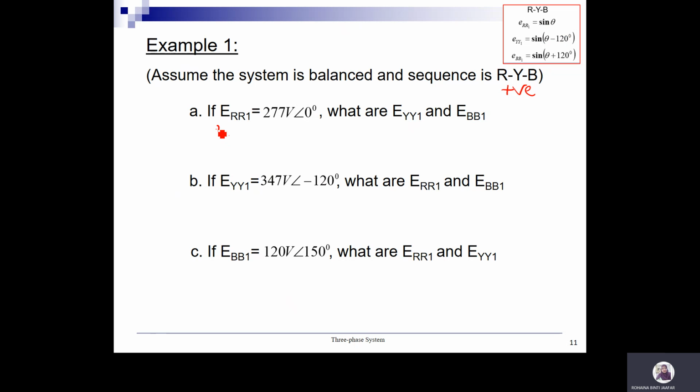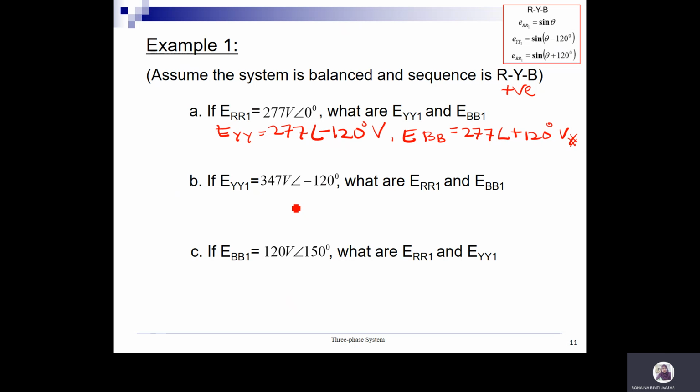Okay, so EYY equal to, the magnitude is maintained, so 277, and the angle is 0 same as this one, so you can directly get the answer: negative 120 volt. Okay, and then for EBB, equal to 277. Since this is 0, you can straightly get the answer, positive 120 volt.